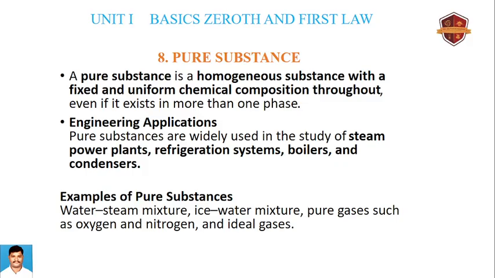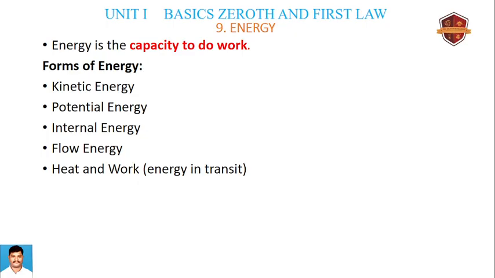Next one is pure substances. A homogeneous substance with a fixed and uniform chemical composition throughout, even if it exists in more than one phase. Applications: steam power plants, refrigeration systems, boiler and condenser. For example, water-steam mixture, ice-water mixture, pure gases such as oxygen and nitrogen, and ideal gases.